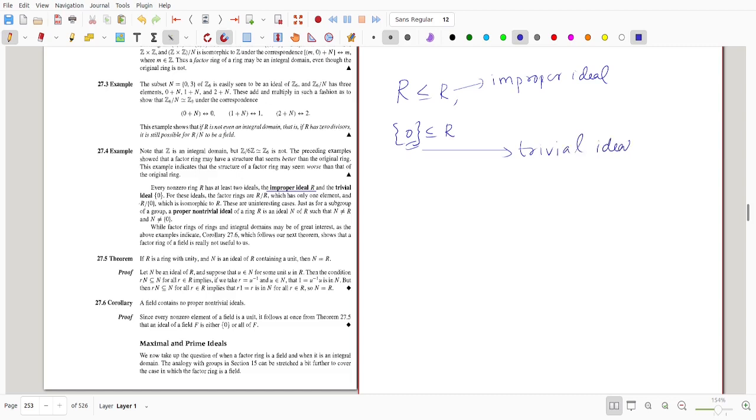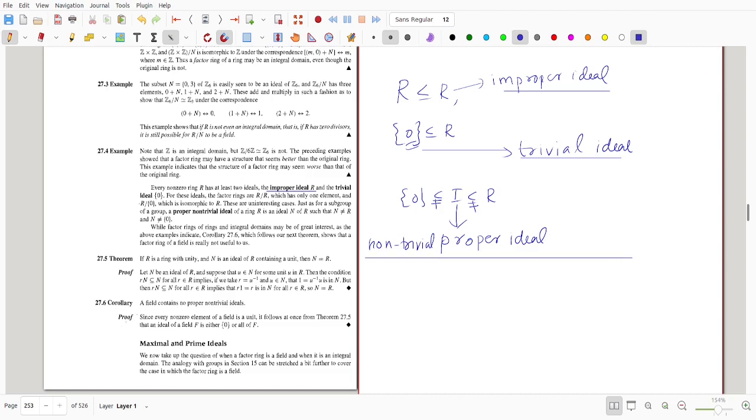So there are two interesting ideals for every arbitrary ring. This is the trivial ideal and this is the improper ideal. Any ideal other than these two, the improper and trivial ideals, that is, not equal to 0 and not equal to R, is called a proper ideal, which is non-trivial. So a non-trivial proper ideal is an ideal which is not equal to R and which is not equal to 0. So this kind of ideals are there.